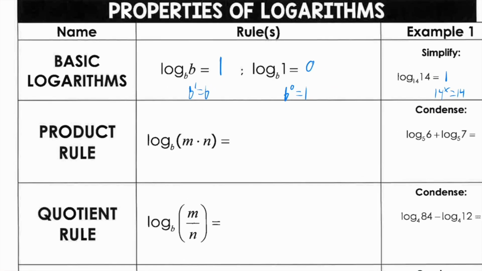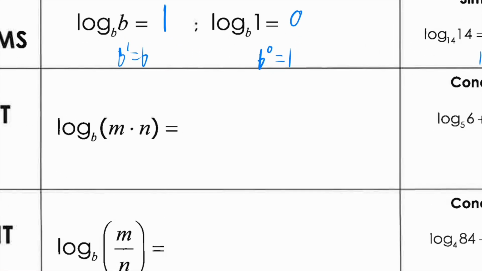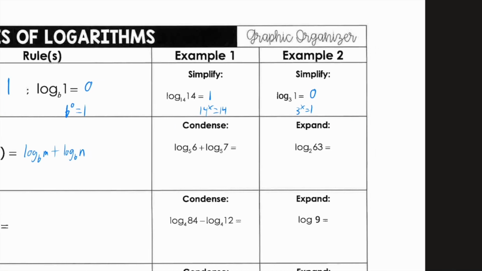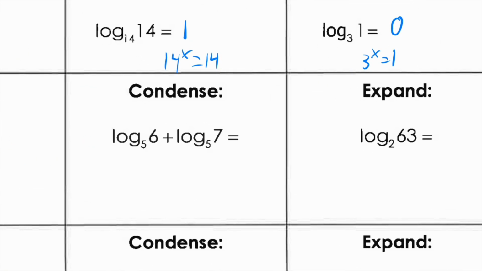Product rule. Log base b of m times n is the same thing as log base b of m plus log base b of n. Two separate logs, you can expand that out or condense it depending on which way you go. So we'll do one of each. So the condensing, log base 5 of 6 plus log base 5 of 7, we would do log base 5 of 6 times 7, or 42.